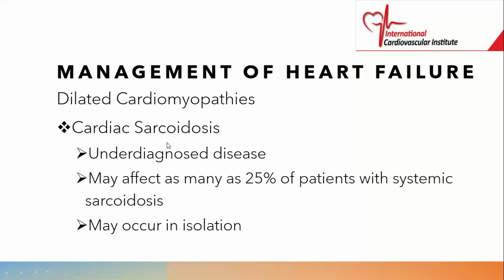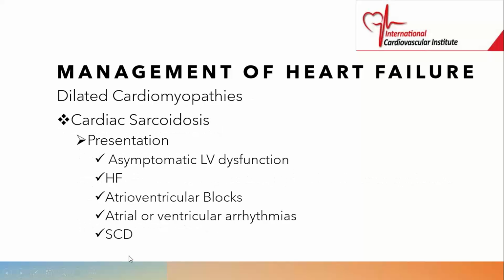Now, this is one of the underdiagnosed causes of dilated cardiomyopathy, and you guys should search for this because it's out there. We're just missing it. Okay, so it's an underdiagnosed disease. It may affect as many as 25% of patients with systemic sarcoidosis. So a quarter of these patients will have some aspect of cardiac sarcoidosis. It may occur in isolation as well.